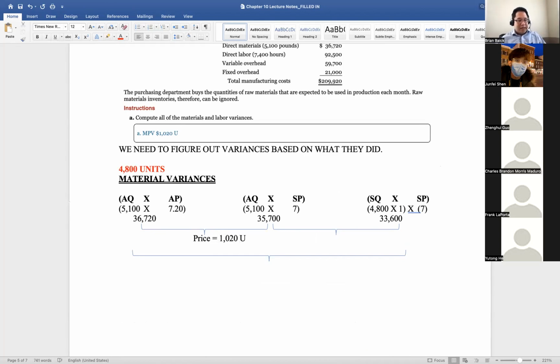Okay. Now the next one, we're going to go left to right. So 35,700 minus 33,600. That's a positive number again. This is called the quantity variance, by the way, right? And this is 2,100U. Okay, so 1,020U, 2,100U. Unfavorable. Good. U means unfavorable. Very good.